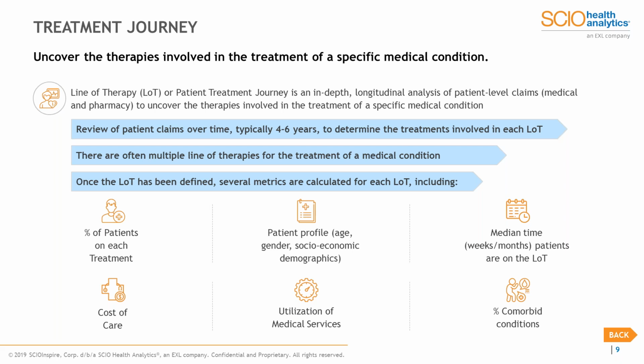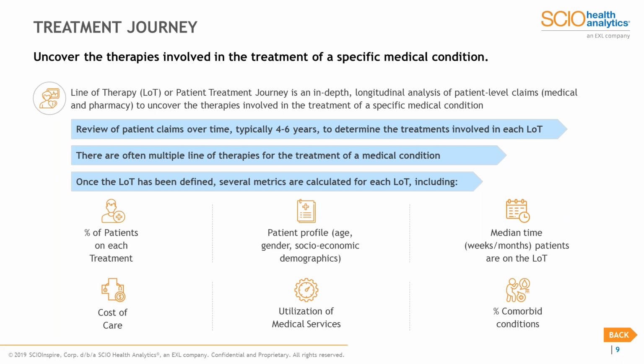So a patient journey involves the analysis of patient claims over time. And we usually review 4 to 6 years of historical data in order to determine the treatments involved in each line of therapy. And there are certainly specific business rules that we employ that determine when a line starts and when a line ends. And certainly this is based on the specific medical condition and the number of products involved within that diagnosis.